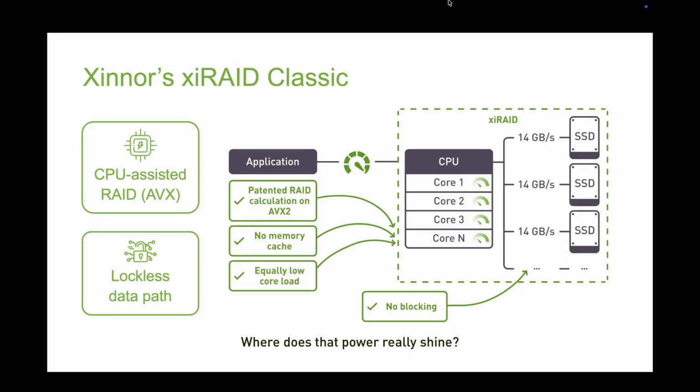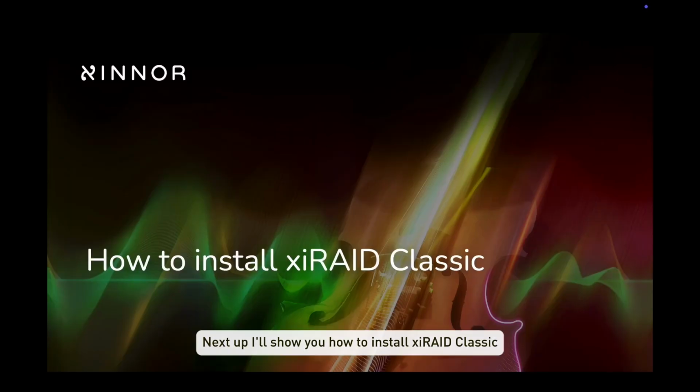Where does that power really shine? On dense NVMe servers running parallel or clustered file systems. Drop xiRAID Classic underneath, and you get local redundancy with the raw speed those environments demand. And here's the headline feature: true high availability in RAID 5, RAID 6, and beyond. Something no other RAID engine on the market delivers today. That's the foundation. Next up, I'll show you how to install xiRAID Classic and get it humming on your own hardware.